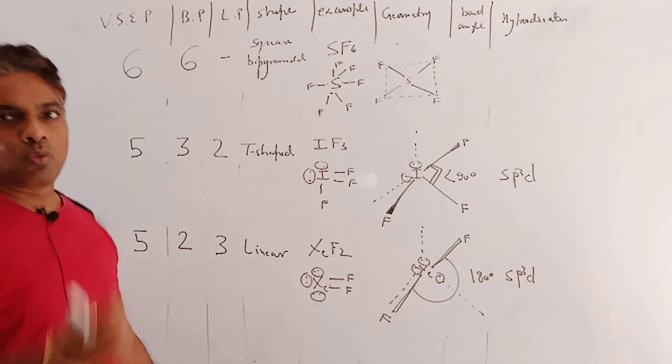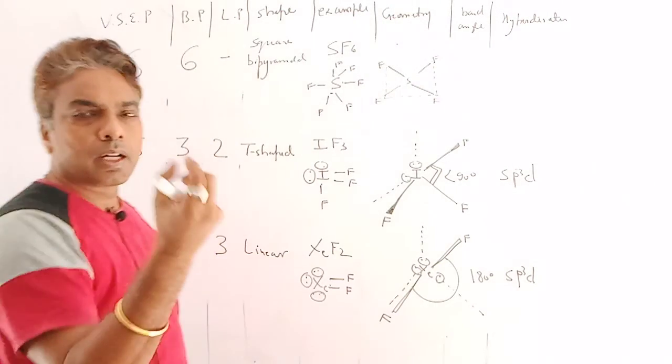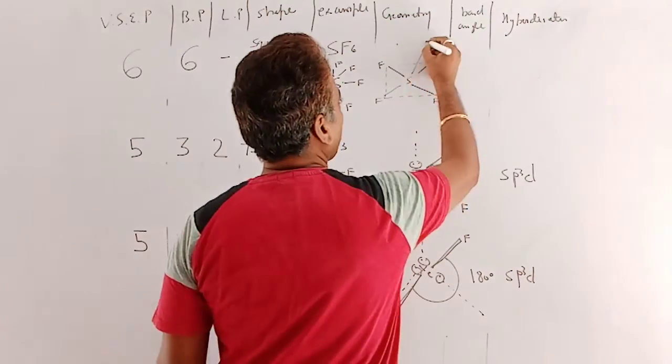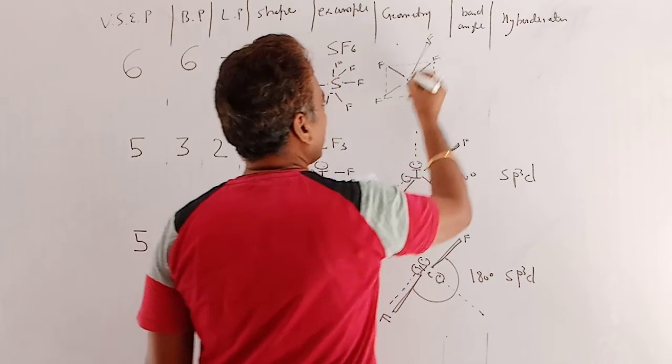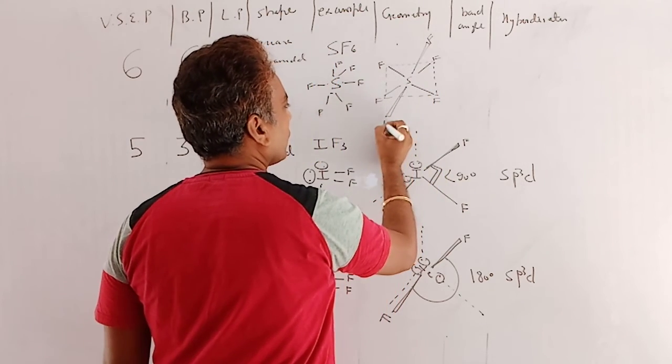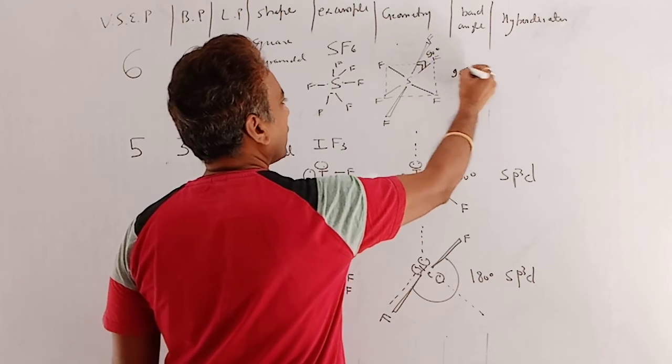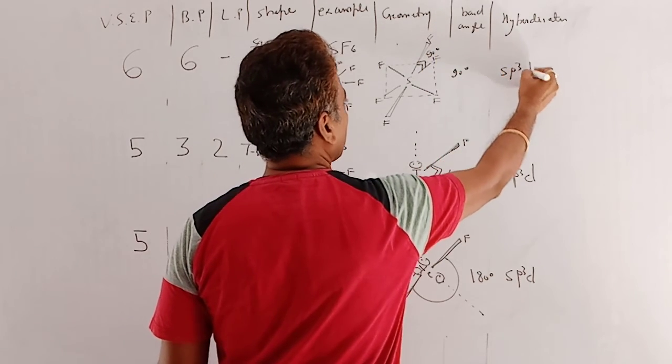Clear? One fluorine is outwardly and another fluorine is downwardly. Like this. And here all the bond angles are 90 degree. Hybridization will be sp3d2.